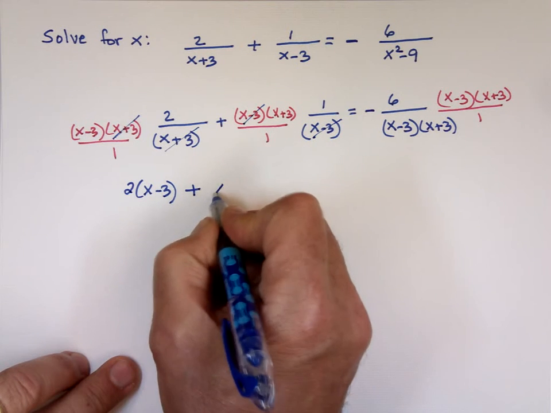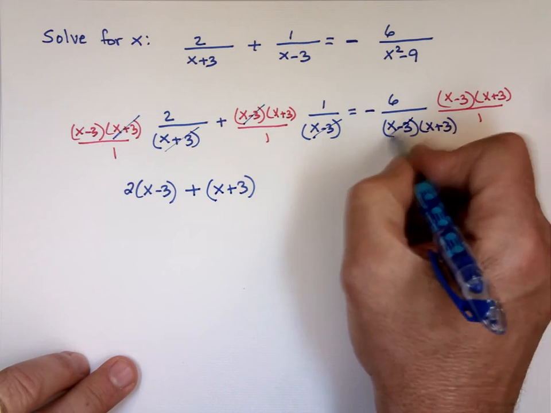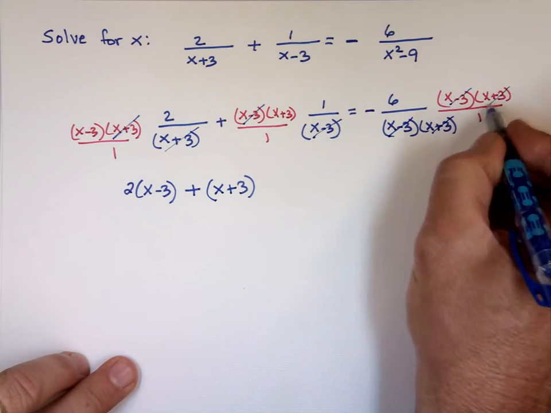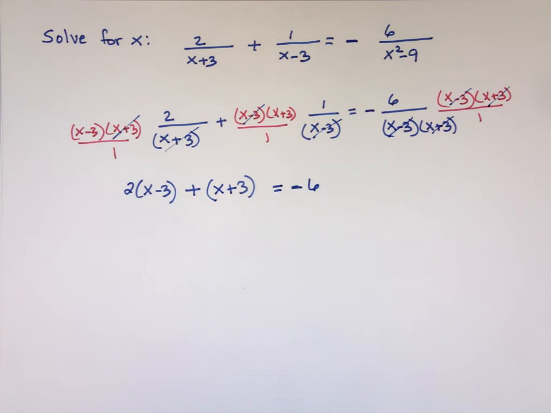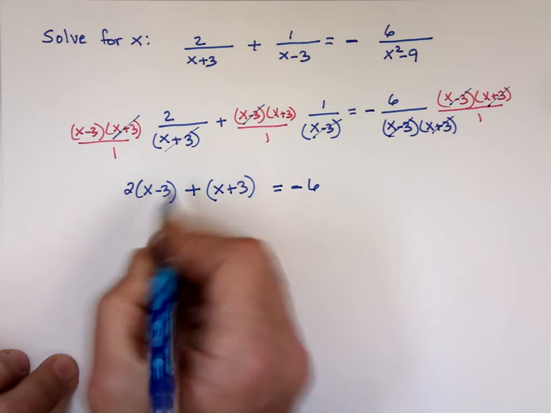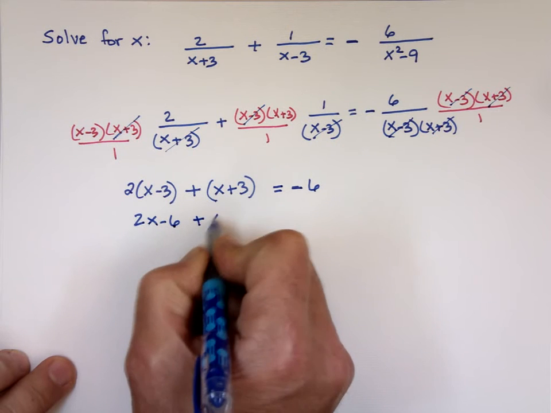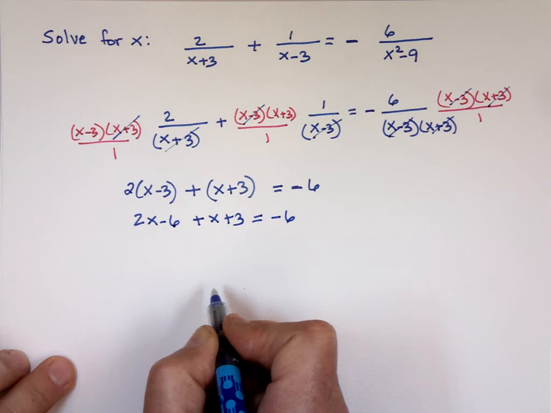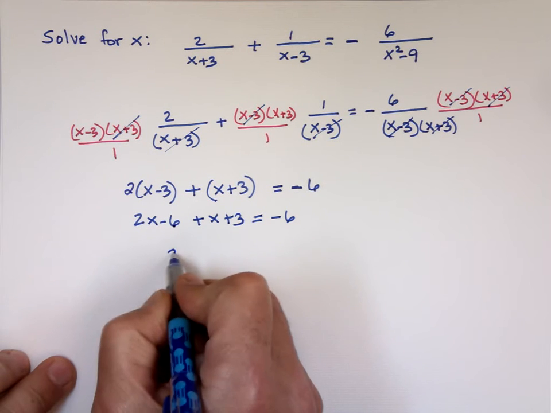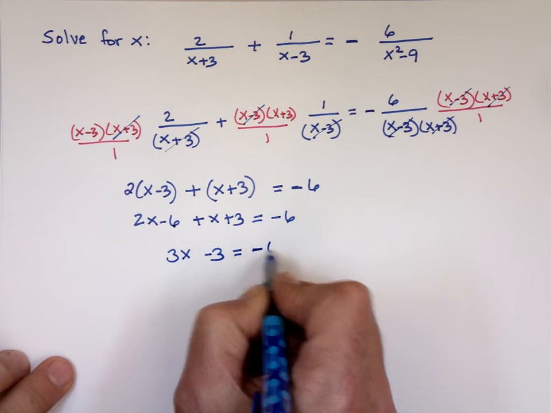I don't need the 1. The x minus 3 cancels that. The x plus 3 cancels this. What's left is negative 6. Clean it. That's 2x minus 6 plus x plus 3 equals negative 6. 3x minus 3 equals negative 6.